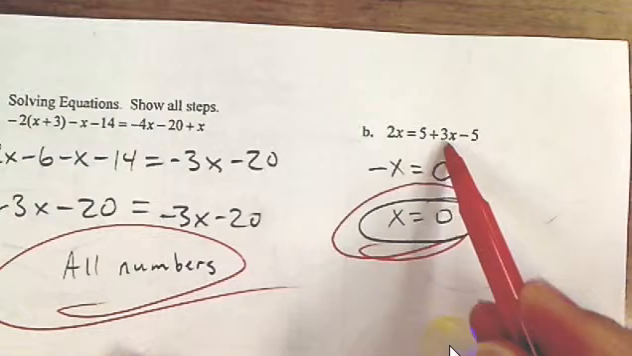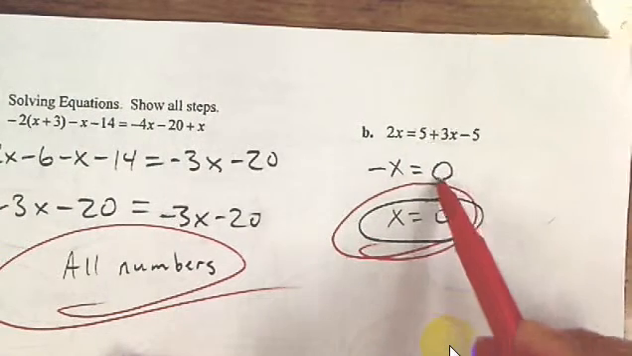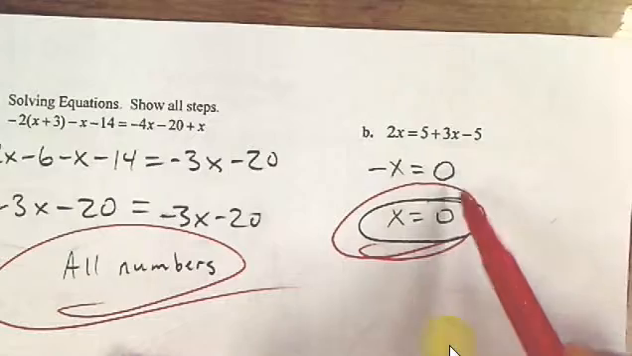I subtracted 3x from both sides. I got the -x. Combined these like terms and got 0. When you divide by -1, it just is x equals 0.